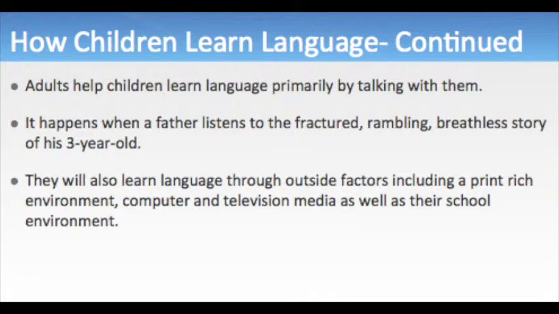Adults help children learn language primarily by talking with them. It happens when the mother coos and baby talks with her child. It happens when a father listens to the fractured, rambling, breathless story of his 3-year-old. It happens when a teacher patiently repeats instructions to an inattentive student. They will also learn language through outside factors, including a print-rich environment, computer and television media, as well as their school environment.